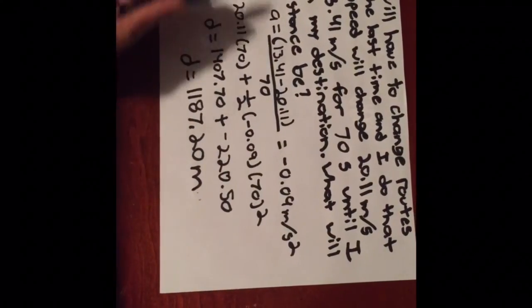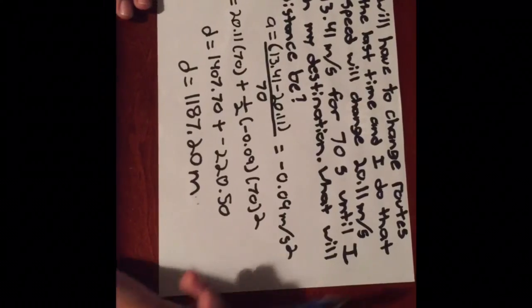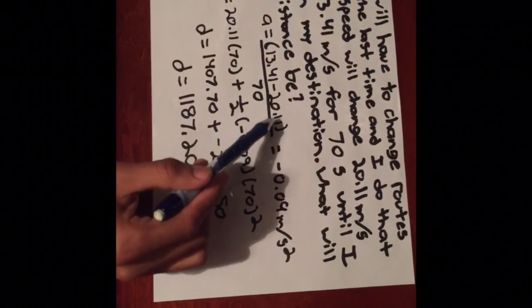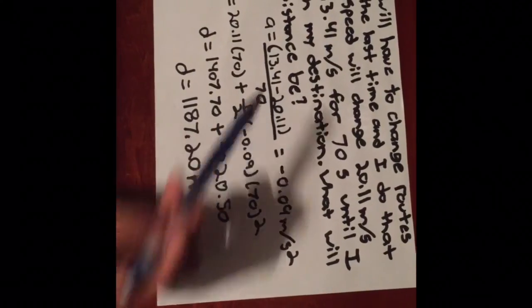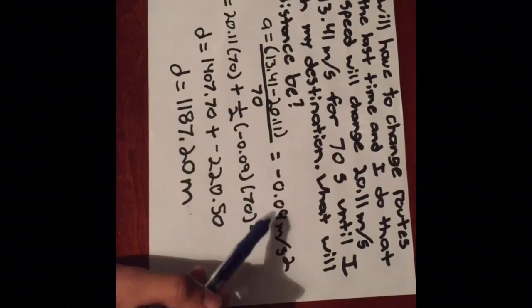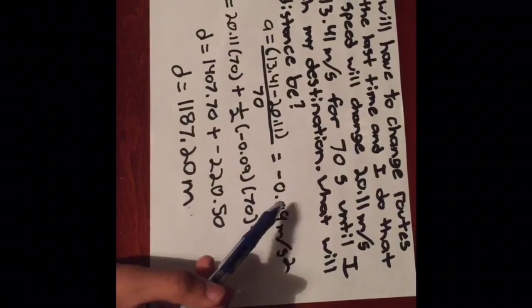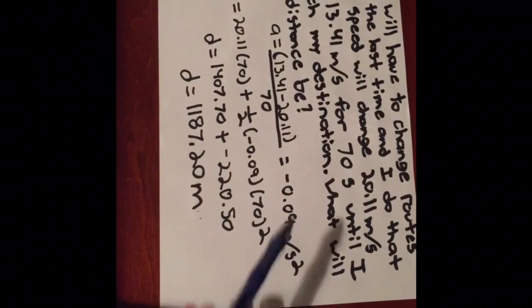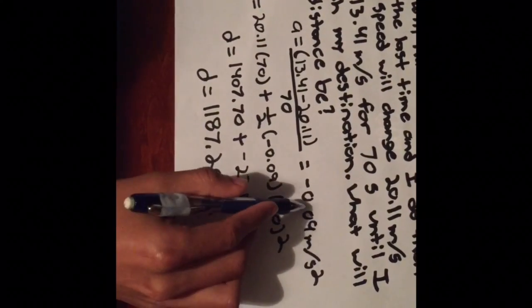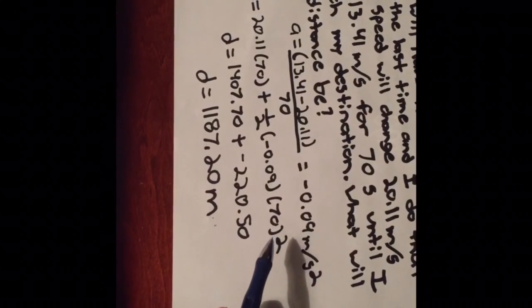To solve for distance, again, we have to solve for acceleration first, and we already have those two. Final velocity is 13.41, initial velocity is 20.11, and time is 70. After doing this, you get negative 0.09 meters per second squared. That's your acceleration, and it's negative because you decreased in speed. Solving for distance, initial velocity is 20.11 times 70, which is time, plus 1/2 times negative 0.09, which is acceleration, and time to the power of 2.